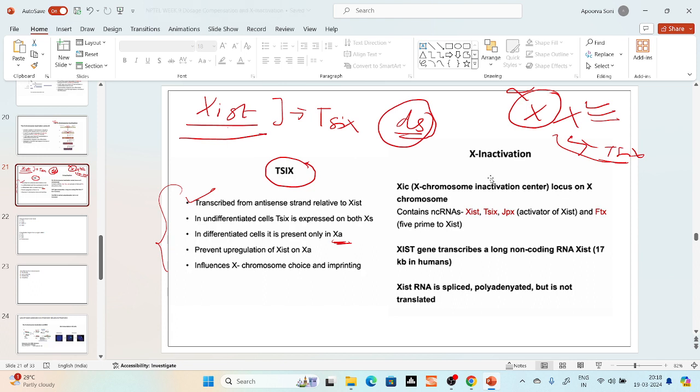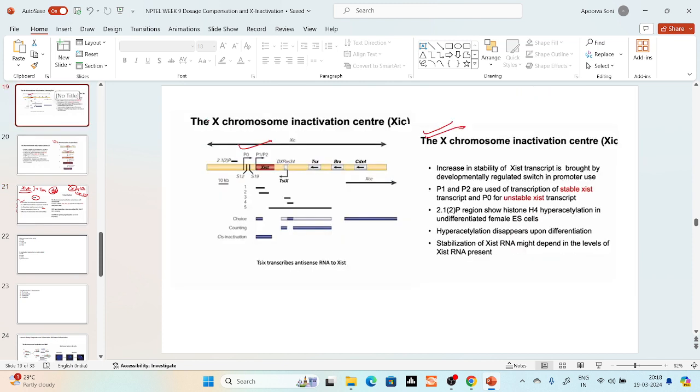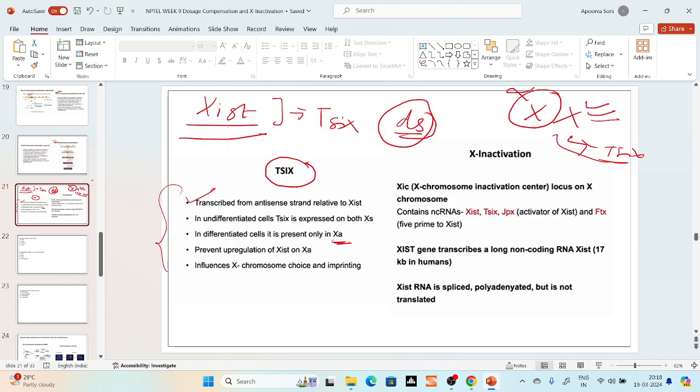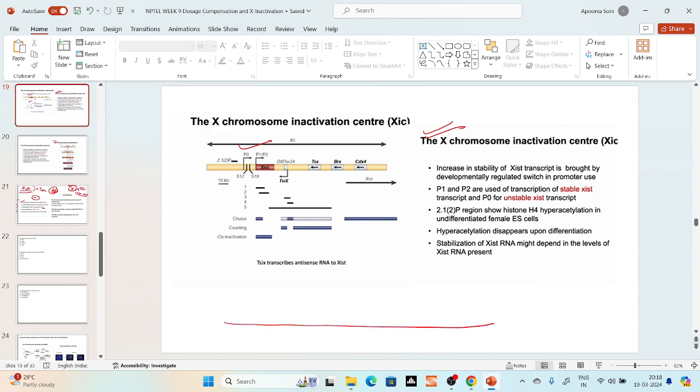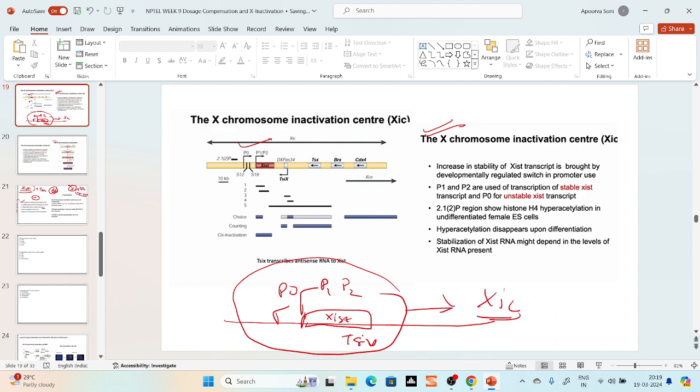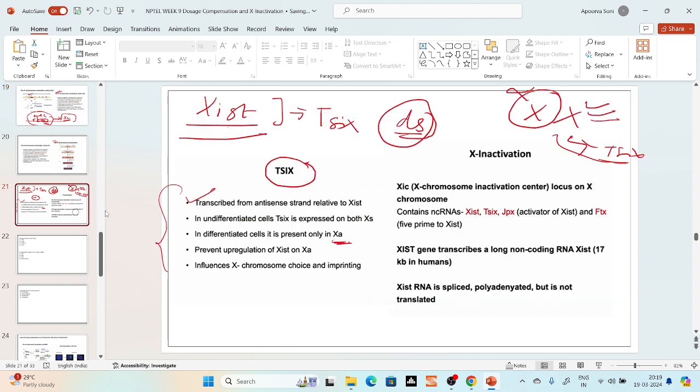Okay, so now we'll see X inactivation. For X inactivation, there is an X chromosome inactivation center, which is known as XIC. Within the X chromosome there is a locus where Xist is present and Tsix is present, along with some promoters and other factors, and overall this locus is known as the X chromosome inactivation center, XIC. It is a locus on the X chromosome, and it contains some non-coding RNAs such as Xist, Tsix, Jpx, Ftx, etc.